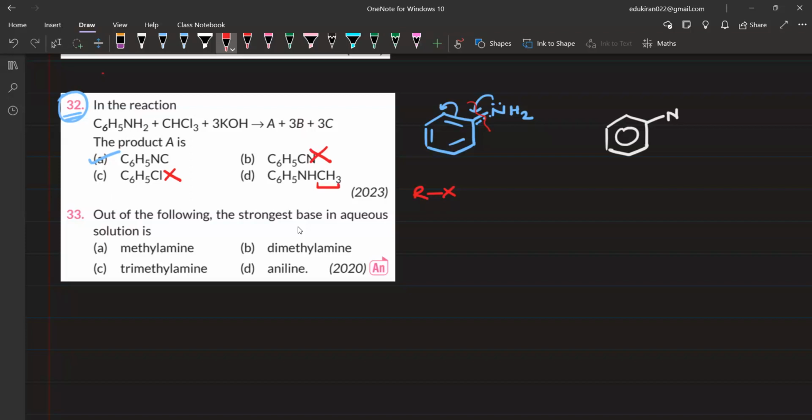ठीक है, चलिए, write the 33 number question. What should be the answer for 33? Out of the following, strongest base in aqueous solution? अरे जल्दी करें भाई, 33 number questions. I need answers. Strongest base.